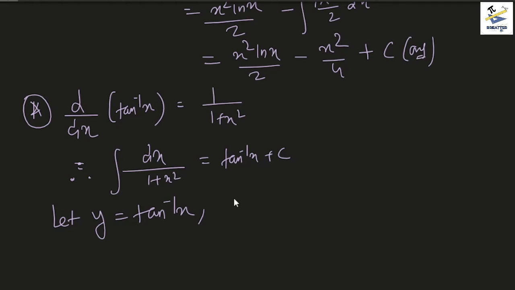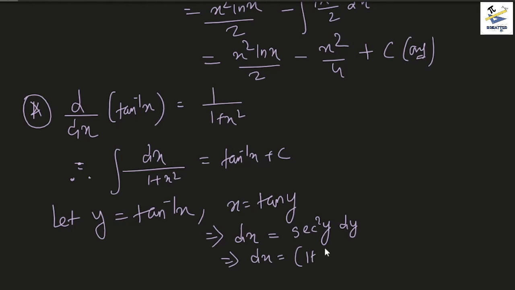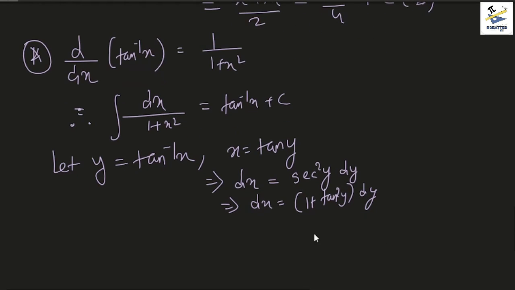Then x should be equal to tan of y, right? And what we are trying to find is dy by dx. The derivative of tan y is sec square y, if you remember it from the derivative section. So differentiating both sides, we get dx equals sec square y dy, and sec square y is just 1 plus tan square y, so dy by dx would be equal to 1 by 1 plus tan square y, but tan y is just x, so it is just 1 by 1 plus x square, right?